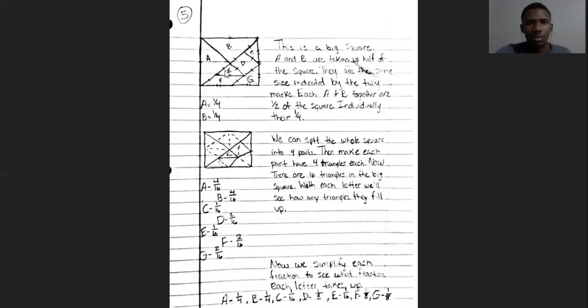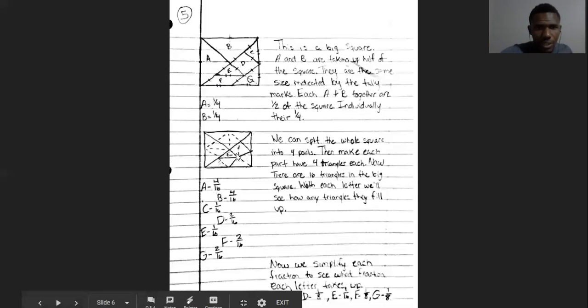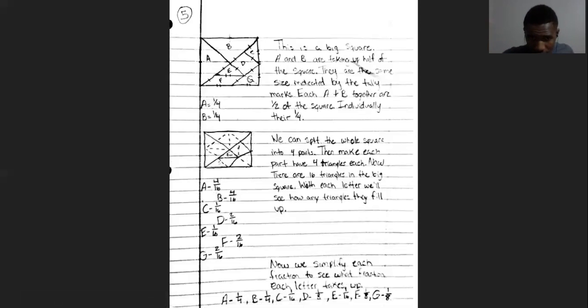E only takes up 1. Then you have F. F takes up 2. And then G takes up 2 triangles. So you can see I wrote out the fractions right there. Now, down here at the bottom, I just said, hey, we can simplify each of them, and then we can see what fractions each letter takes up after simplifying.